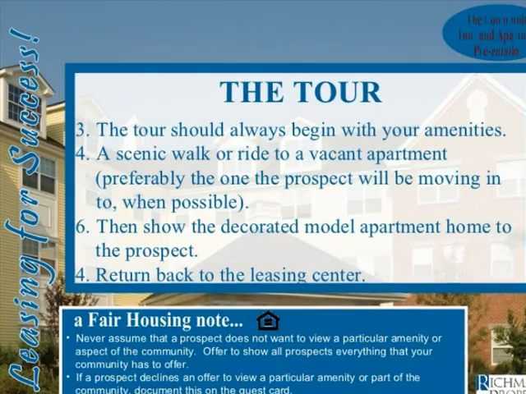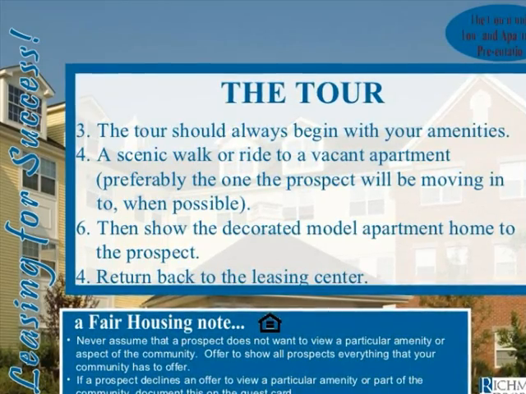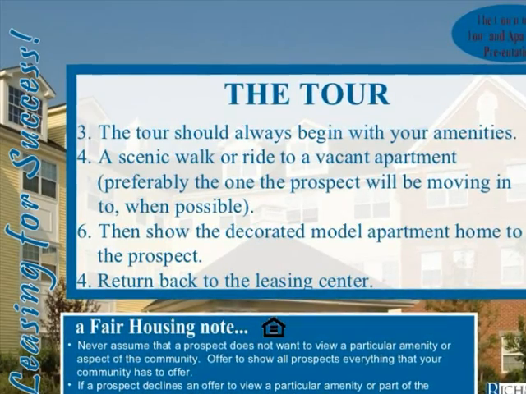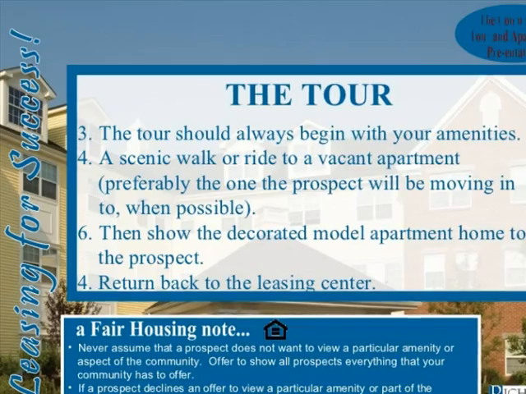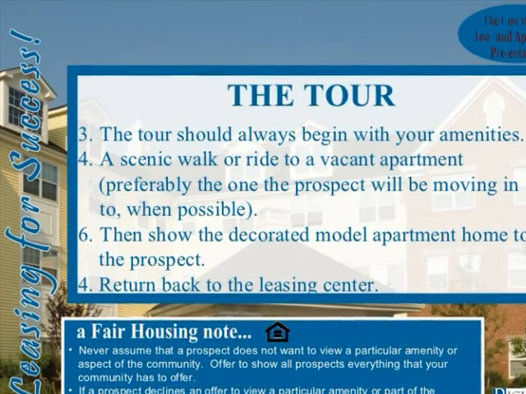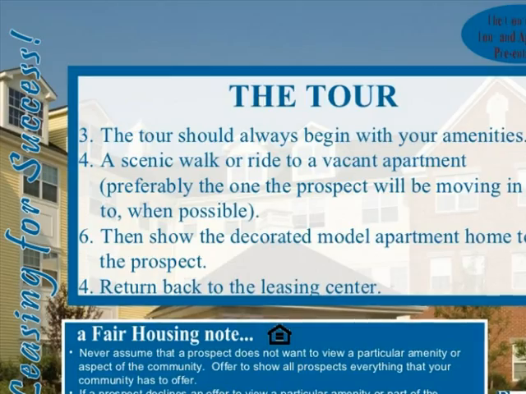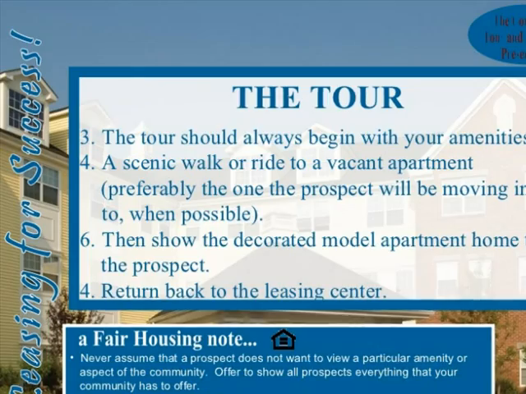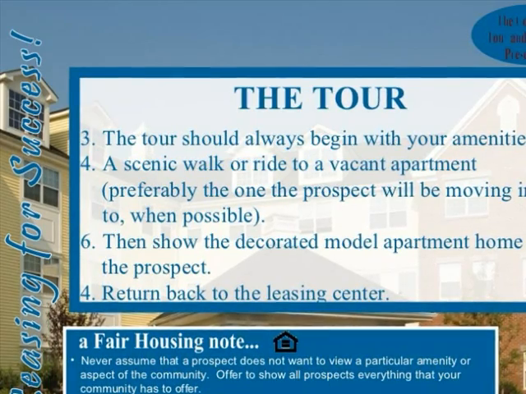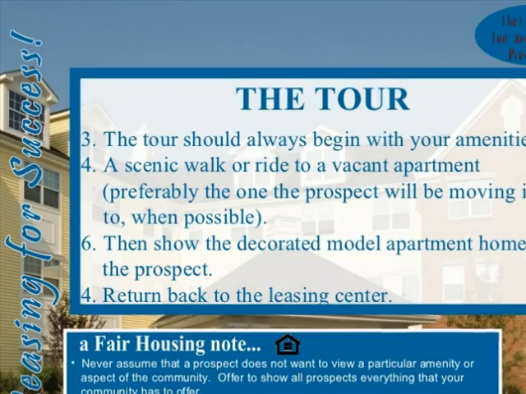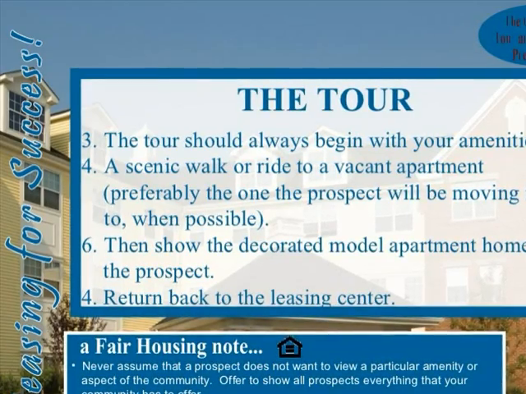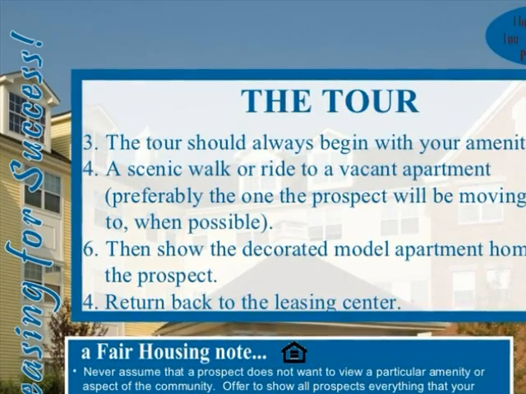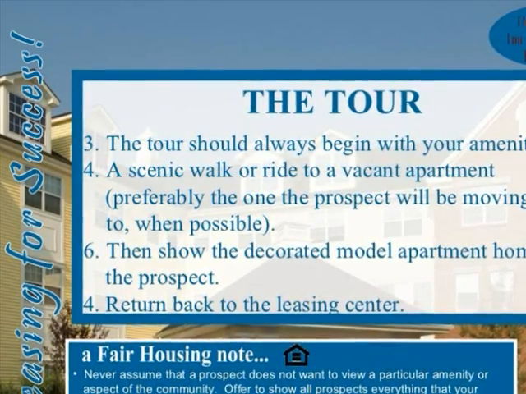The first thing that you want to do for your tour should always begin with your amenities, such as your pool area, your fitness center, or the hot tub. After you have showed the prospect your amenities, the next thing you want to do is take them either on a scenic walk or a ride on the golf cart to the units that you have opened for that morning. If it is at all possible, you want to try and show them the unit that they would actually be living in, if that unit is available. If not, then you are more than welcome to just show them one of the model units.